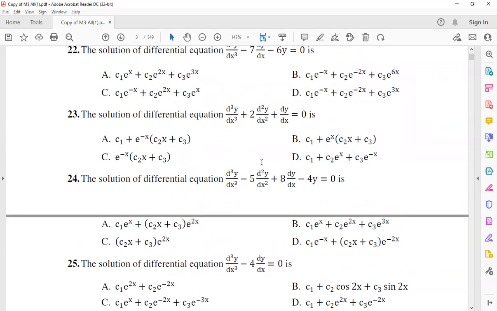We are solving 24. 2.5 plus minus 1.32i. Correct answer is? 24. A, B, C, D.